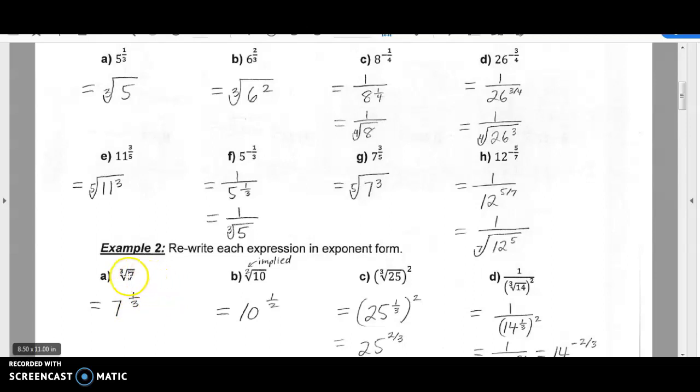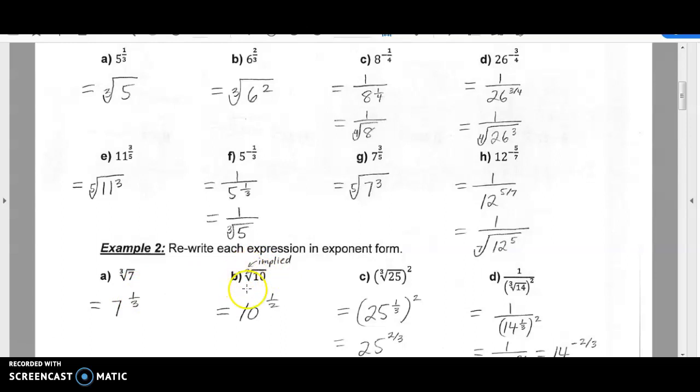So if we have the 3rd root of 7, to write that in exponent form, we know whatever the root is has to be the denominator in our exponent. So if it's the 3rd root, the denominator has to be 3. And the 1 here is implied, the power of 1, so we just keep 1 in the numerator there.